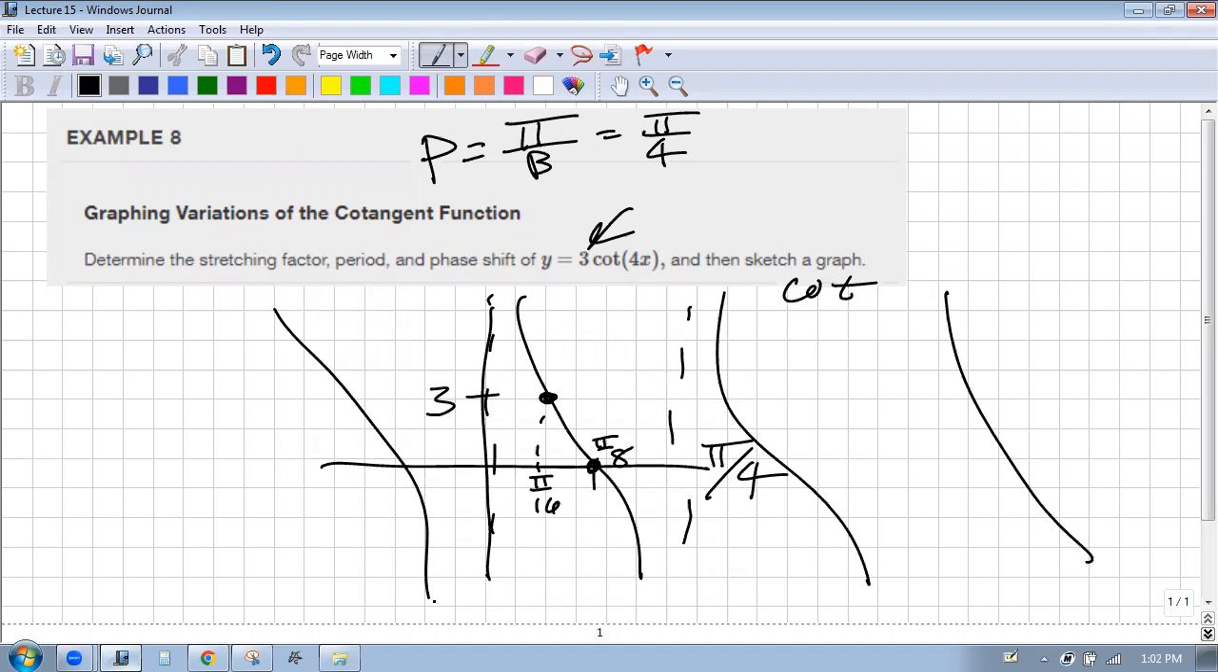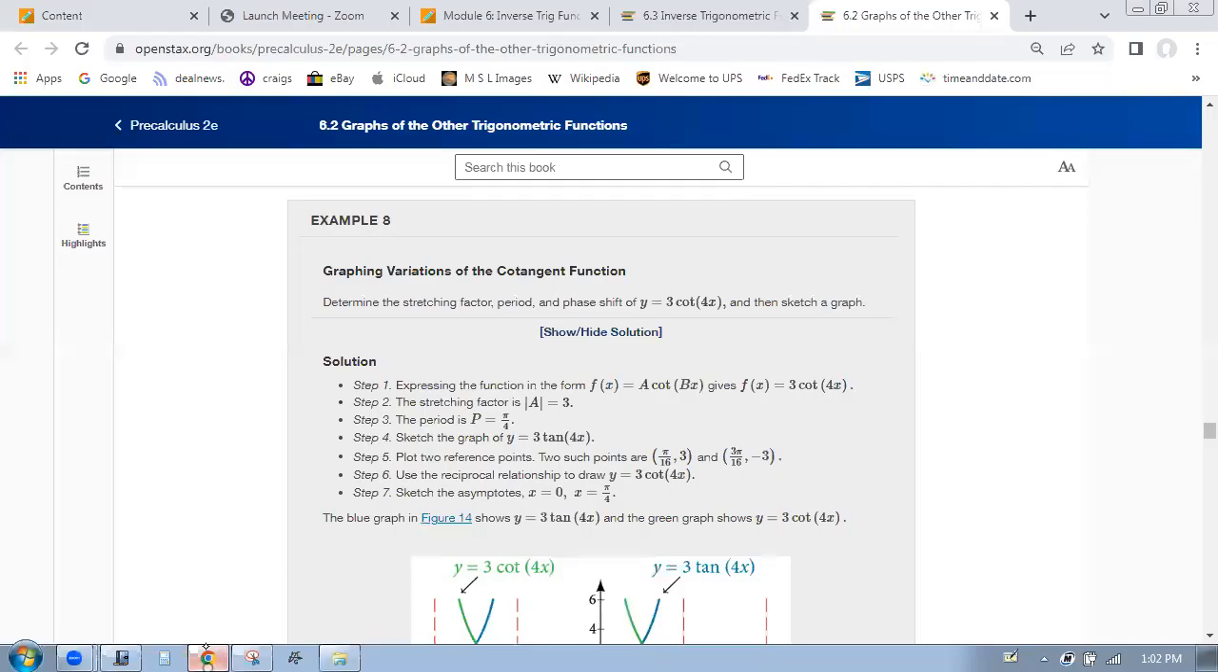Anyhow, it's over here. So all we did was take cotangent and we adjusted its period. We compressed it by a factor of 4, and then we stretched it vertically by a factor of 3. That's it. Let's look at one that's a little more complicated.